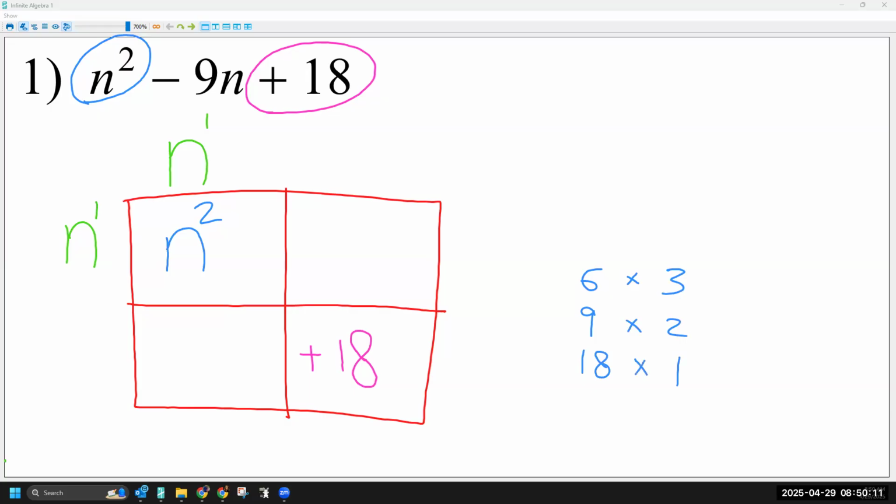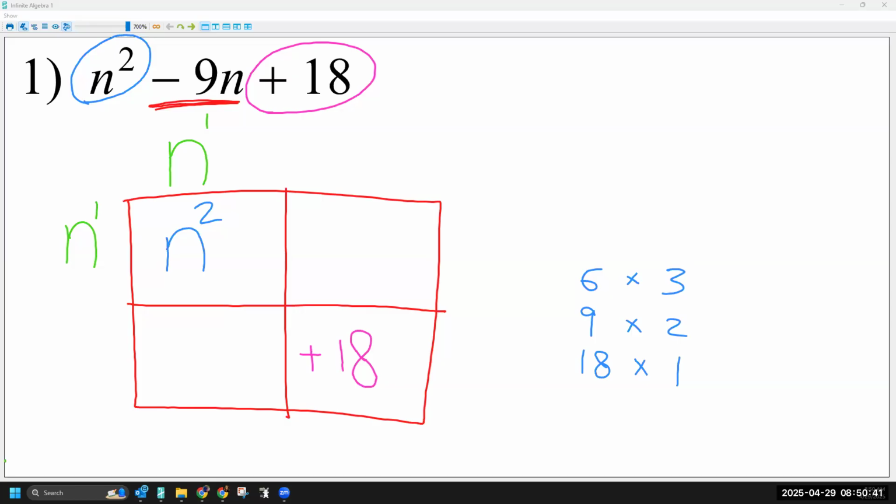Now here's the problem. They need to add to make -9. So all three of those pairs multiply to make positive 18. But I need them to add to make -9. Well, how can I multiply two numbers together and make a positive number, like 18, but they add to make a negative number?